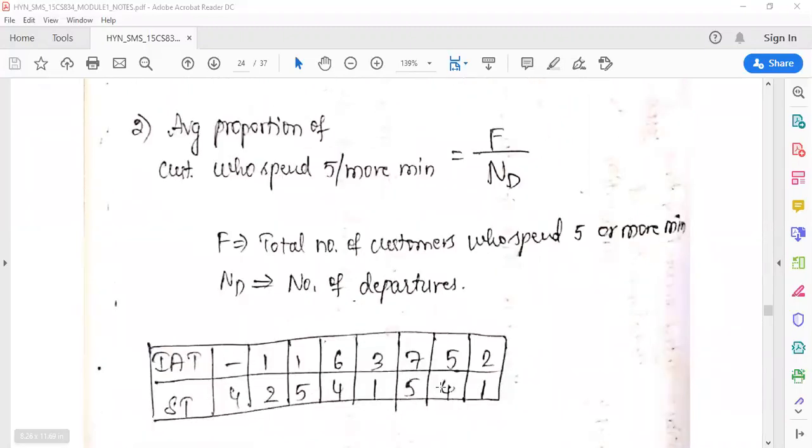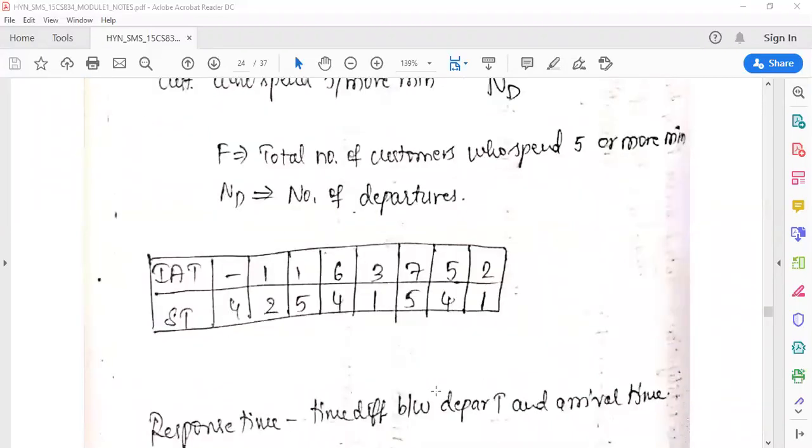The IAT and ST are given in the table. So just count the number of service times, and you will know the number of customers. So 1, 2, 3, 4, 5, 6, 7, 8. So 8 customers are there.